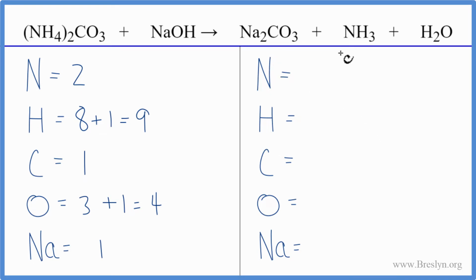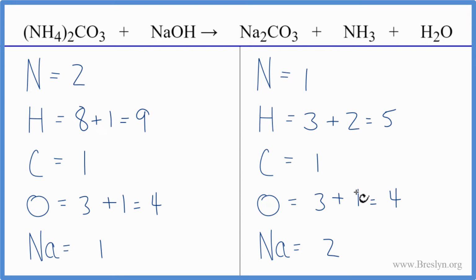On the product side, nitrogen, we have 1 of those. Hydrogens, we have 3, plus we have these 2 here. So we have 5 hydrogen atoms, 1 carbon, oxygens 3, plus again, we have 1 over here. So we have 4, and then 2 sodiums. So if you don't get this first step right, you're not going to be able to balance it.